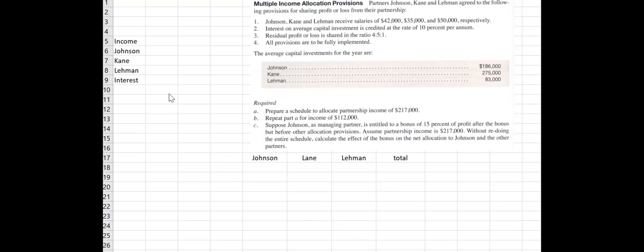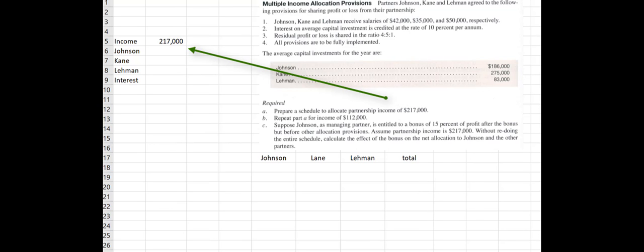Let's see. Requirement A, prepare a schedule to allocate partnership income if it's $217,000. Part B will want us to do this again, but they'll change the partnership income. So it would speed things up if we make this an Excel spreadsheet and we use variables. So let's focus just on doing part A. It says partnership income is 217. So instead of making that a fixed number, I'll make it a variable up in row 5.